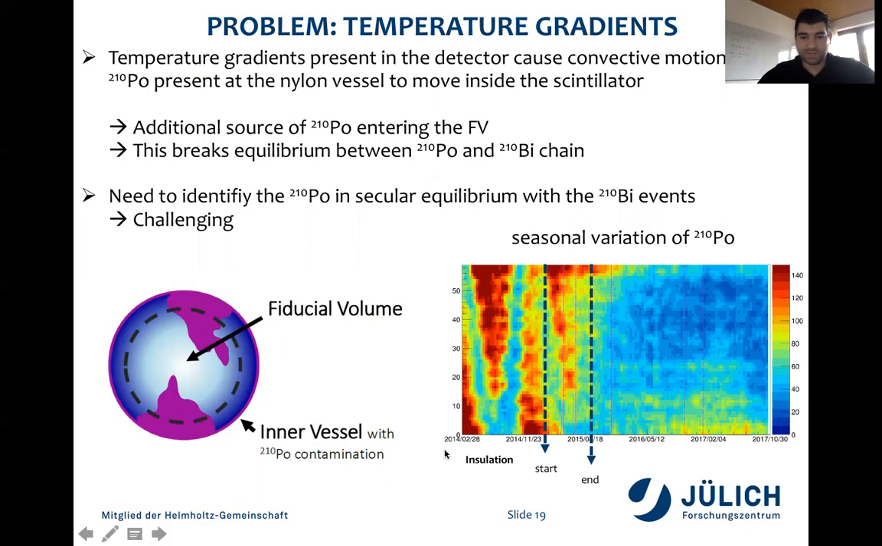So you have an extra source, and this makes it quite challenging to identify the bismuth-210 events from the polonium events. And you can see here the seasonal variation of the polonium, and at some point the seasonal variation drops. Here you can see this is the start of phase 3.